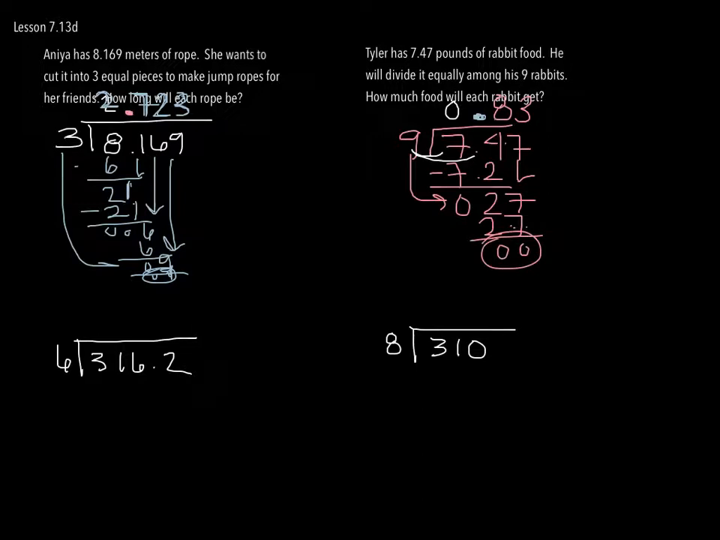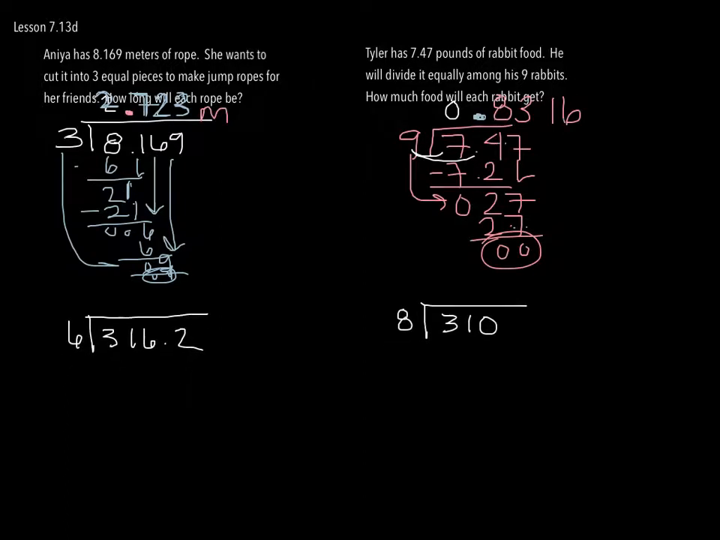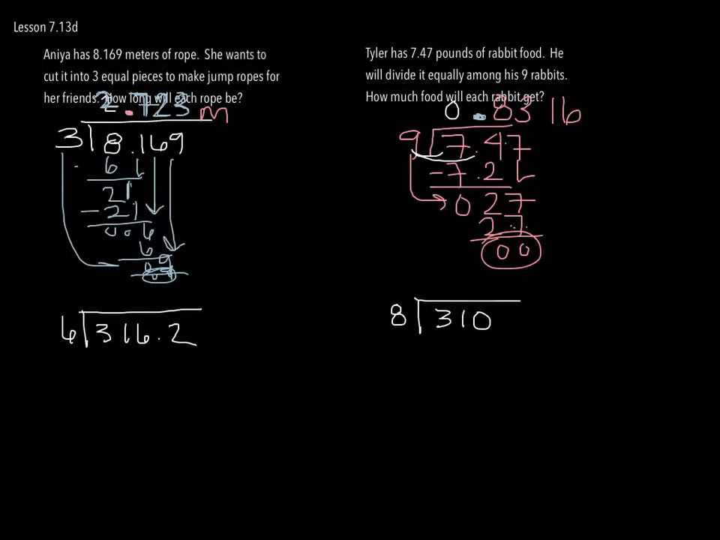And this should be 0.83 pound, and this should be 2.723 meters of rope. Okay? So those are those 2 problems. Now let's work, okay, so here we go.